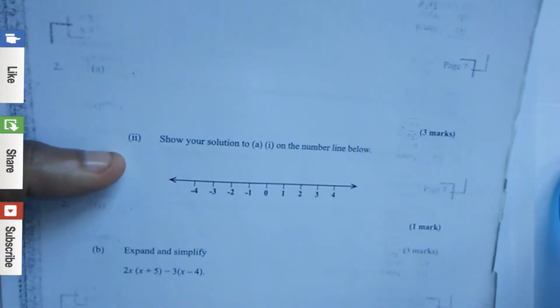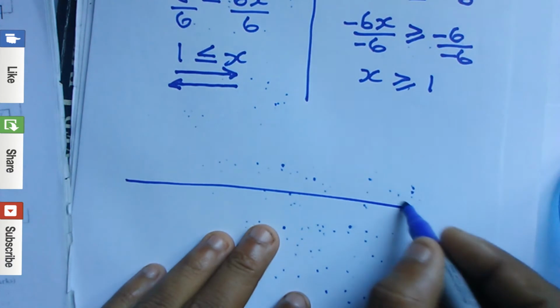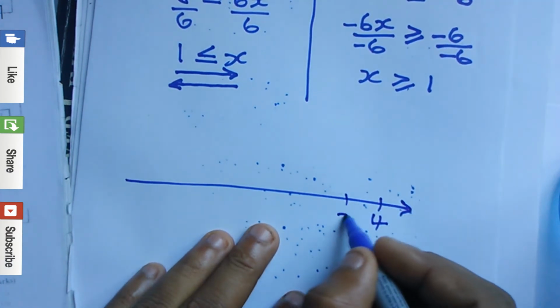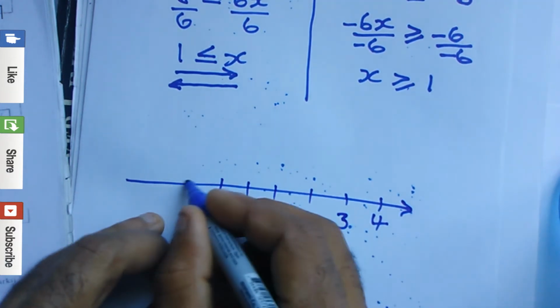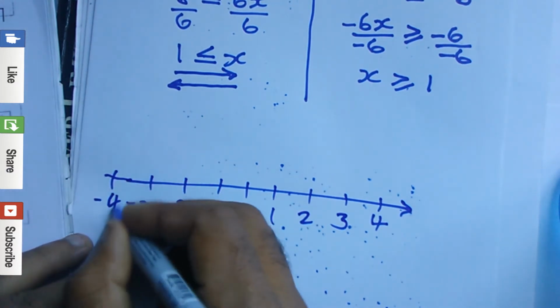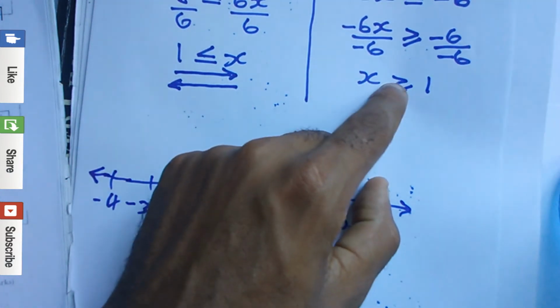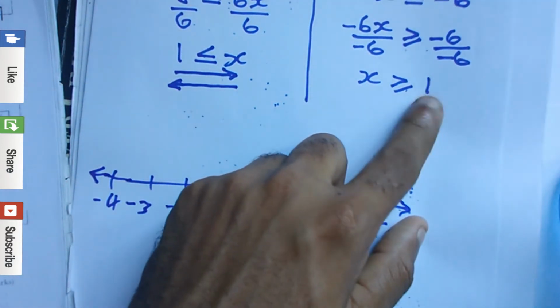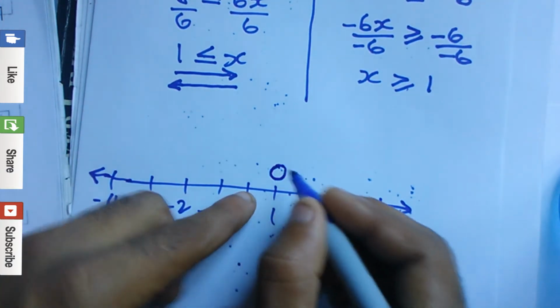Now, the follow-up question, we're supposed to represent our answer on a number line also. So I'm just going to replicate the number line here, as I said before. So we have 4, 3, 2, 1, 0, minus 1, minus 2, minus 3, minus 4 with an arrow on this end. Now, x is greater than or equal to 1. So we should locate or identify 1. So here's 1. This is 1. I'm going to put a circle right over this 1.